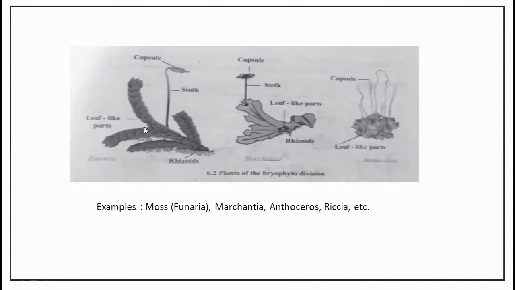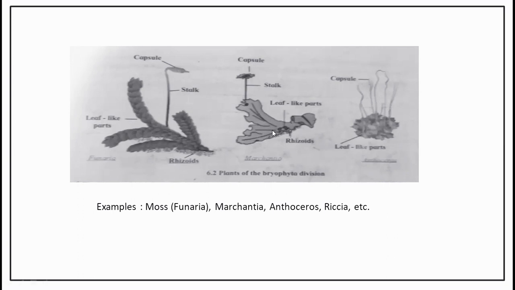It does not show differentiated growth of leaf, stem and roots. It has a false root, stem and leaf, because they have a stem-like part, a leaf-like part and root-like rhizoids. These make up the body of that particular plant. It does not have a true root, stem and leaf. This stalk part grows to bear the capsule, and the capsule shows spore formation.